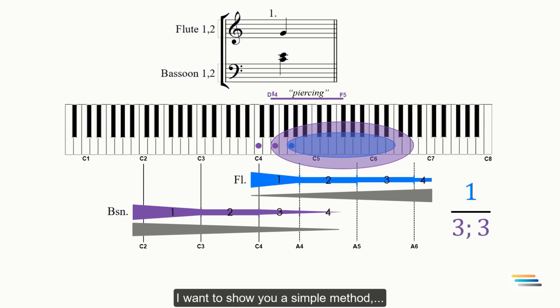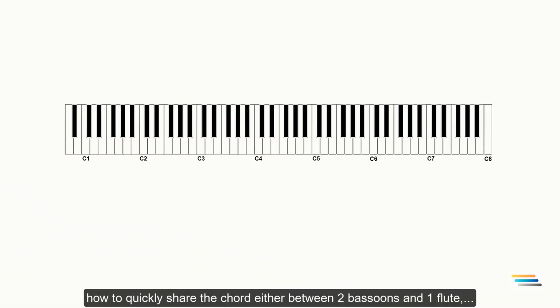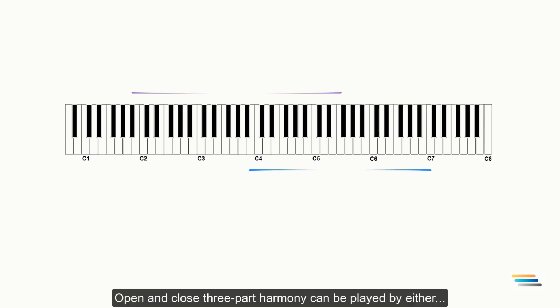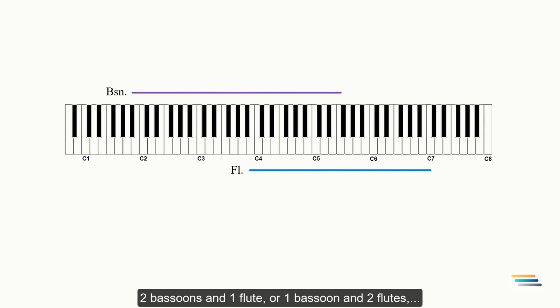I want to show you a simple method how to quickly share the chord either between two bassoons and one flute, or one bassoon and two flutes. Hope this helps you understand clearly. Open and close three-part harmony can be played by either two bassoons and one flute, or one bassoon and two flutes, with the exception of some situations.